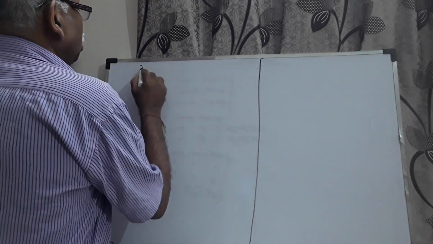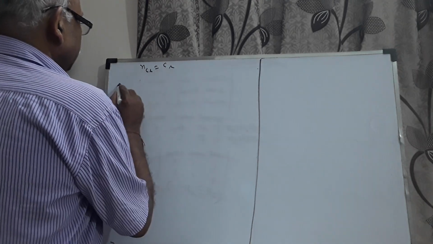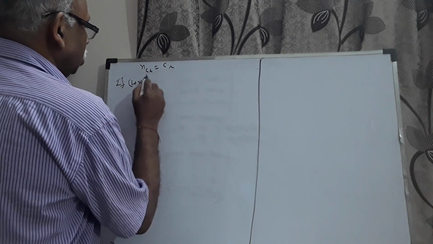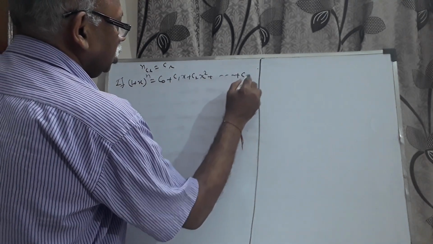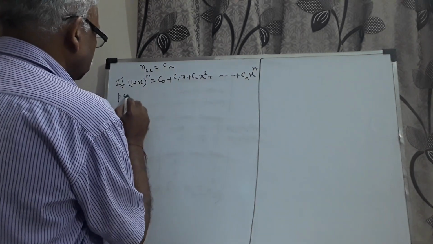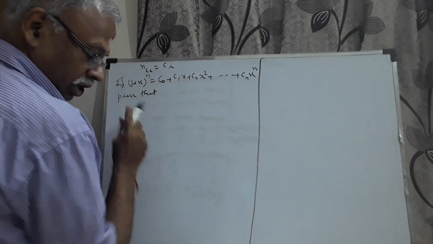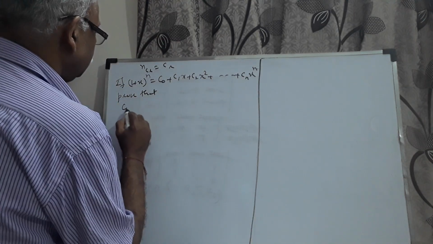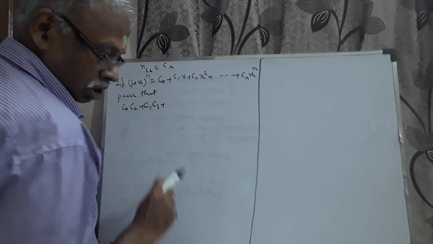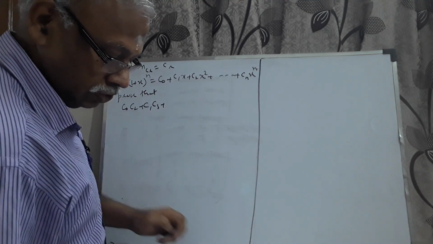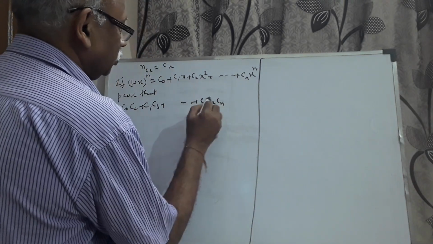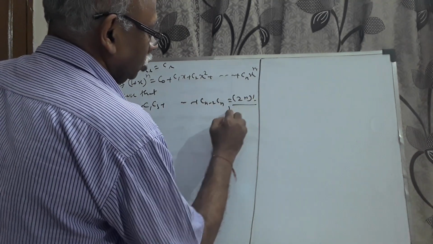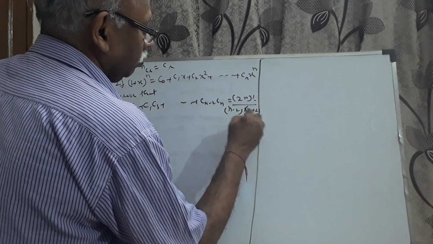Okay, then next problem goes like this. I'll write nCr as Cr in the following case. If (1 plus x) raised to n is equal to C0 plus C1x plus C2x squared plus etc. Cn x power n, then you need to prove that C0C2 plus C1C3 plus etc. Cn minus 2 Cn will be equal to 2n factorial divided by (n minus 2) factorial into (n plus 2) factorial.